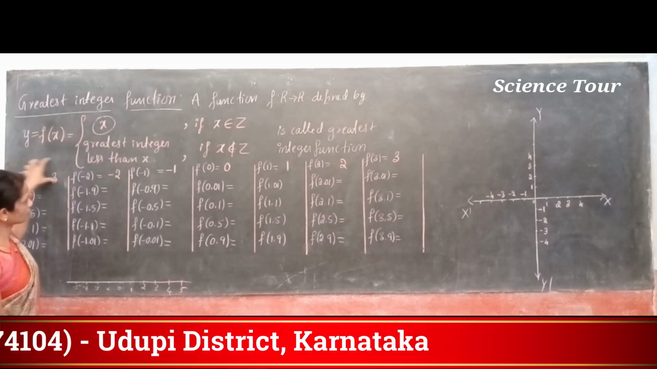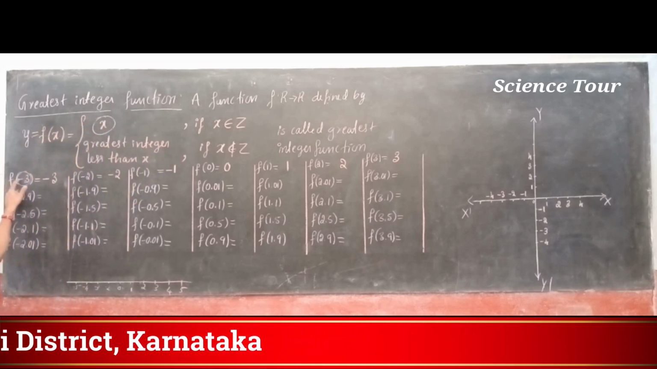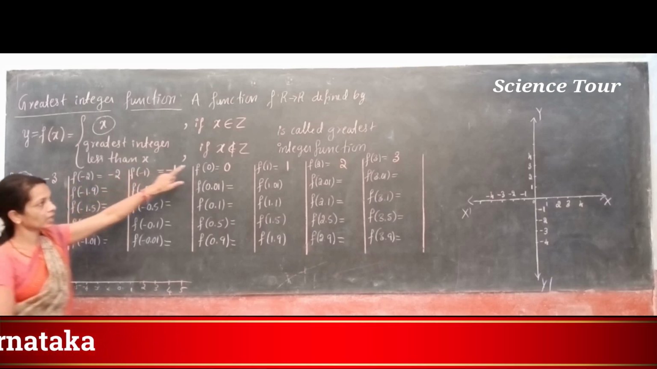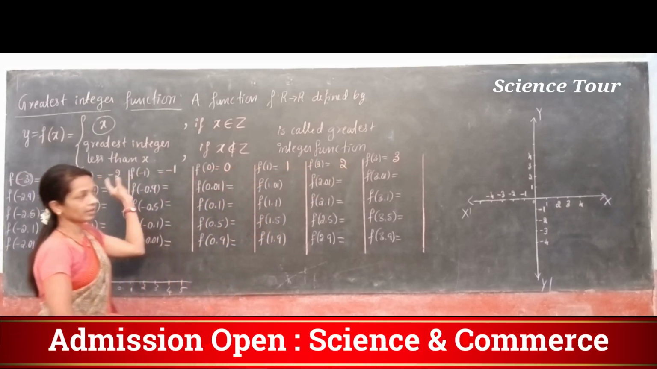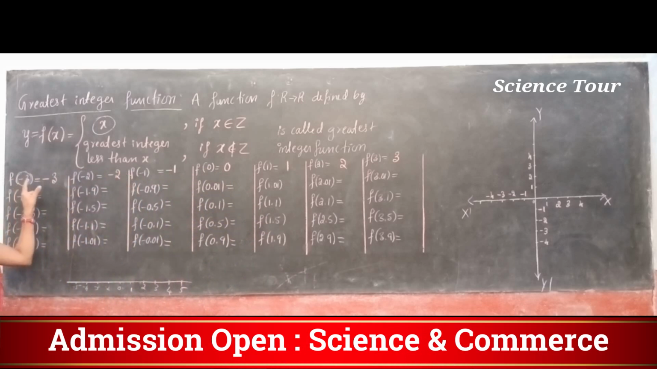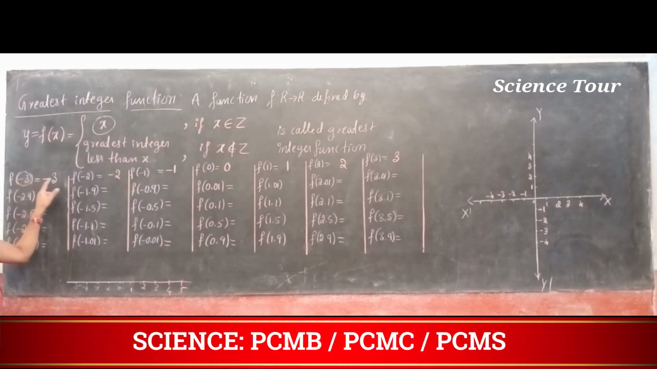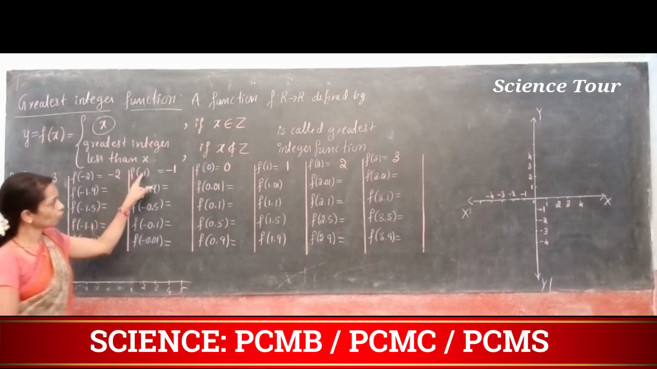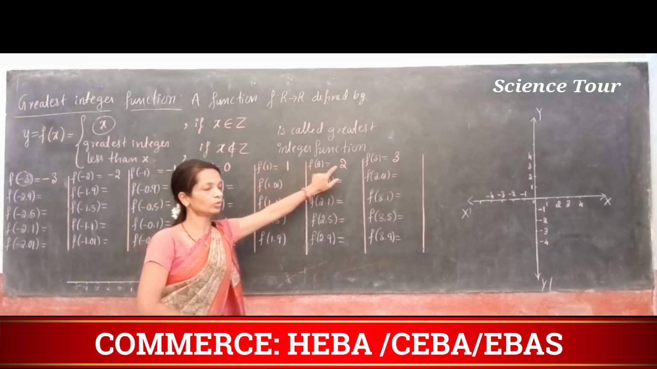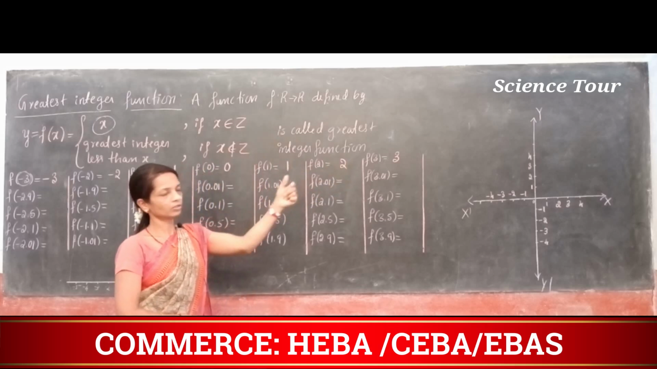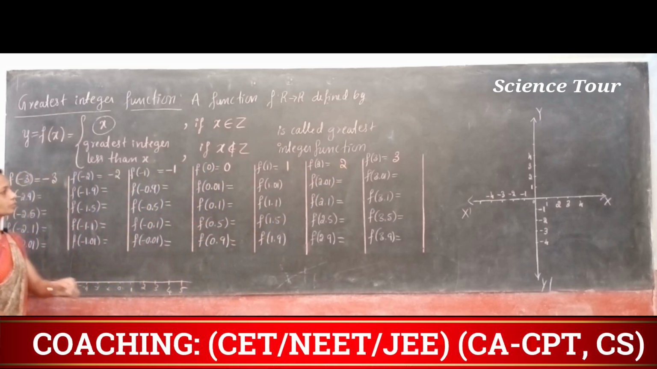So in the first line I took only integers, minus 3, minus 2, minus 1, 0, 1, 2, 3. They are all integers, so their f answers will be the same: minus 3 for minus 3, minus 2 for minus 2, minus 1 for minus 1, 0 for 0, 1 for 1, 2 for 2, 3 for 3. Like that, or you can take the next also, but this much is enough to draw the graph.